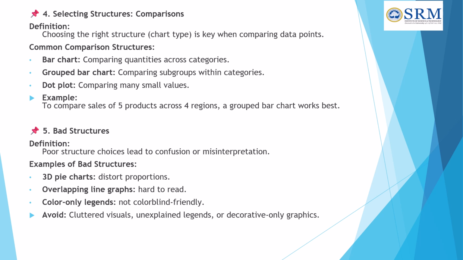On the other hand, choosing bad structures can confuse readers or make data hard to understand. Avoid 3D pie charts because they distort sizes, overlapping line graphs that are messy, and legends that rely only on color, which can be hard for colorblind people. Also, don't use cluttered or purely decorative visuals without explanation, as they distract from the data's meaning. Picking the right structure helps everyone understand the story the data tells.